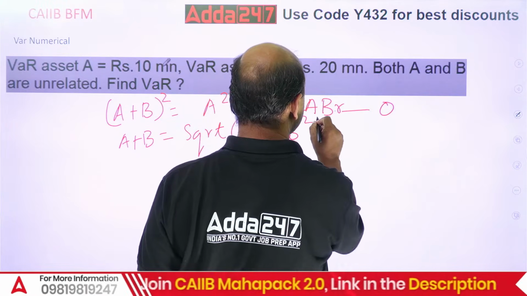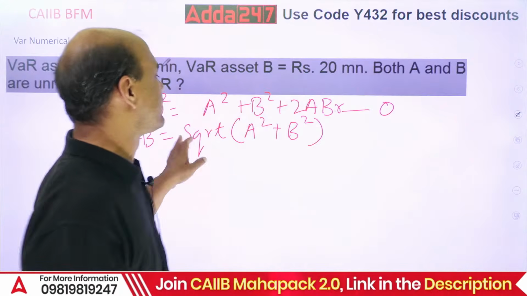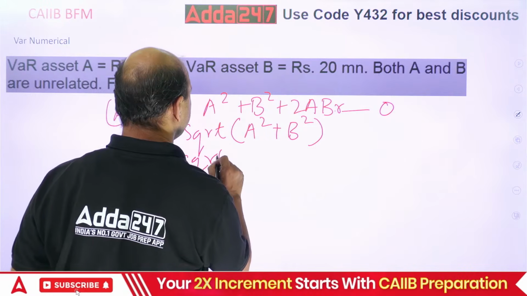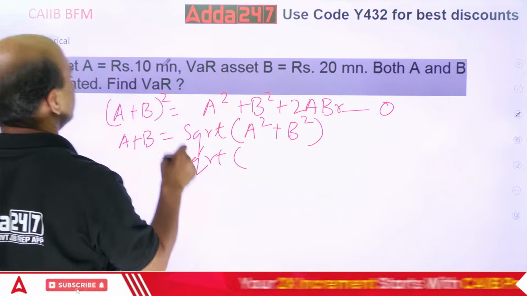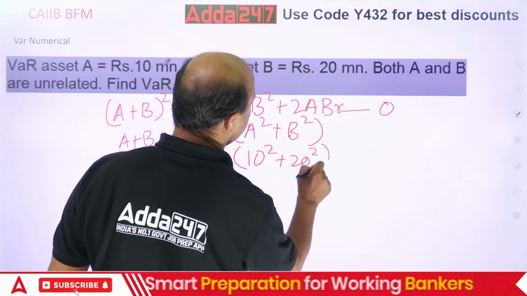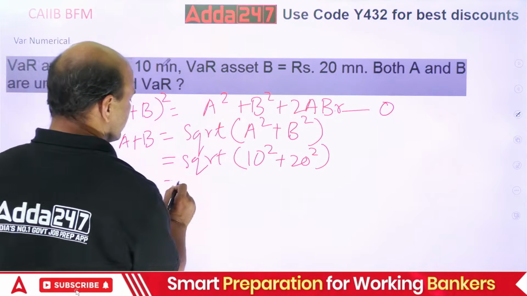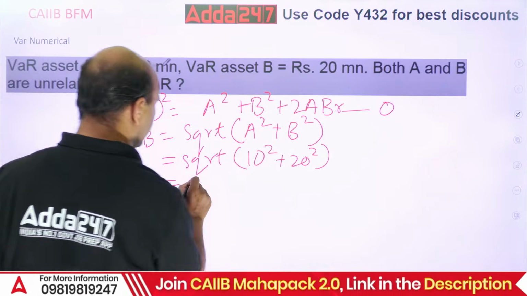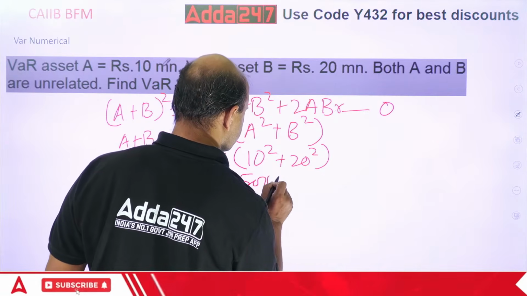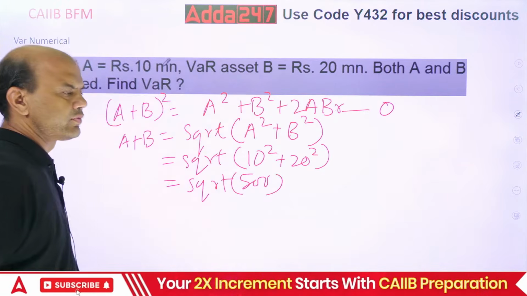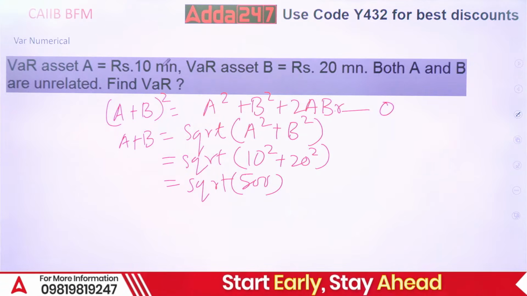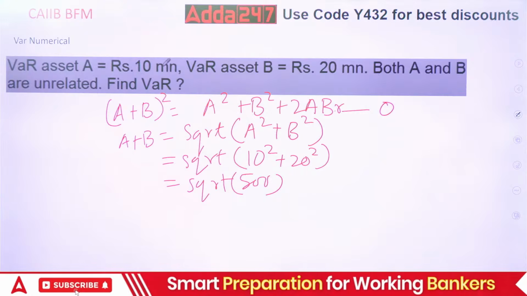So this whole term will become 0. So square root of A square plus B square is equal to square root of 10 square plus 20 square. So 100 and 400, 500. So square root of 500. What is the answer for square root of 500? What is the square root of 500?